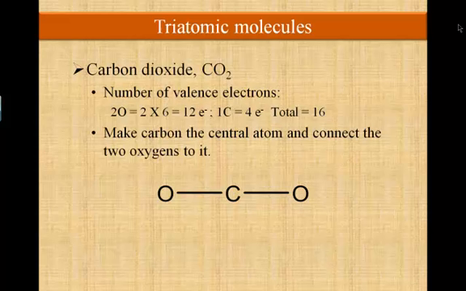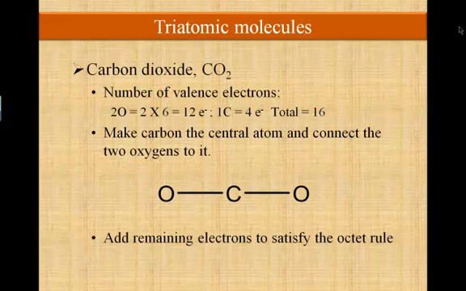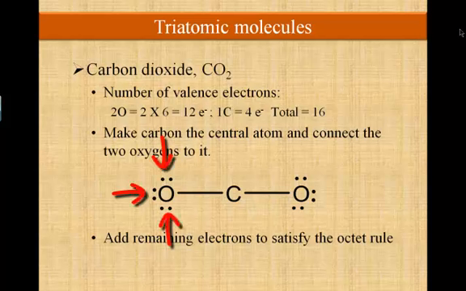So now I've used 4 electrons to make my 2 bonds. I have to add another 12. So let's go ahead and add the electrons to satisfy the octet rule. I'm starting with 4. I have 6, 8, 10, 12, 14, 16. So I have all of my electrons in here. Each oxygen has 8 electrons in its valence shell. Each oxygen has 3 non-bonding pairs for 6 electrons, plus a shared pair of electrons for a total of 8.